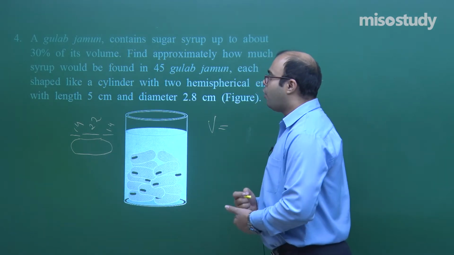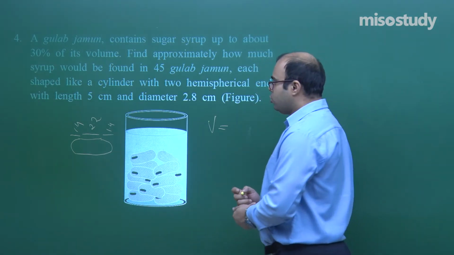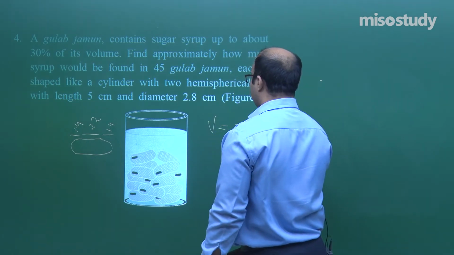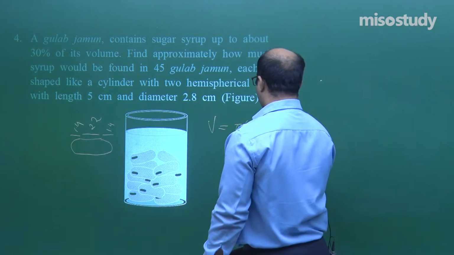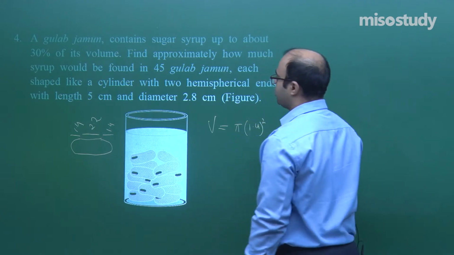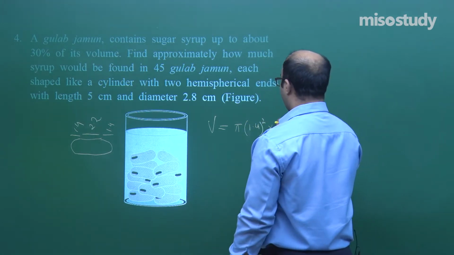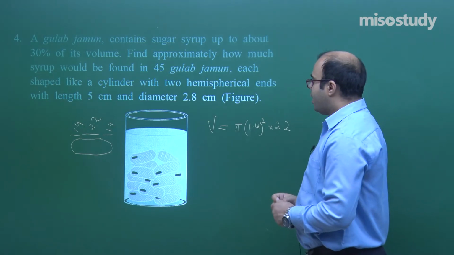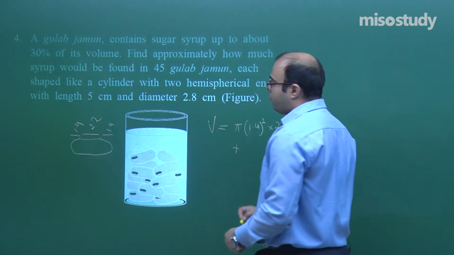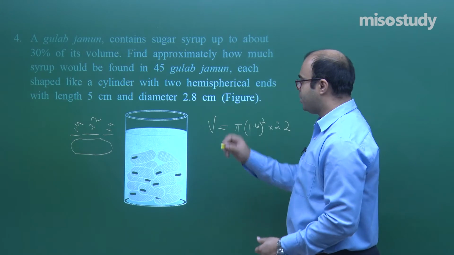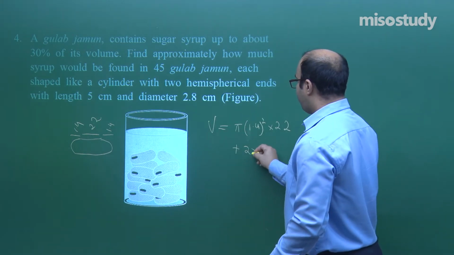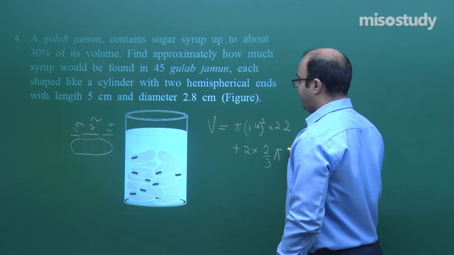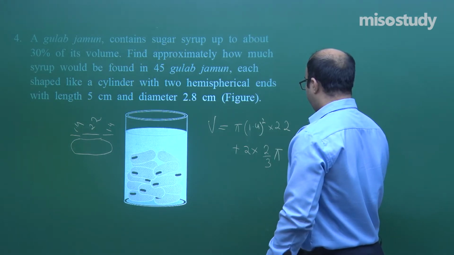So if we take the volume here of the gulab jamun, the cylindrical part has the volume pi R square H, that is pi into 1.4 square into H, which is 2.2. If we add it to the volume of the 2 hemispheres, twice the volume of a hemisphere is 2 by 3 pi R cube. So pi, and the radius is 1.4, so 1.4 cube.